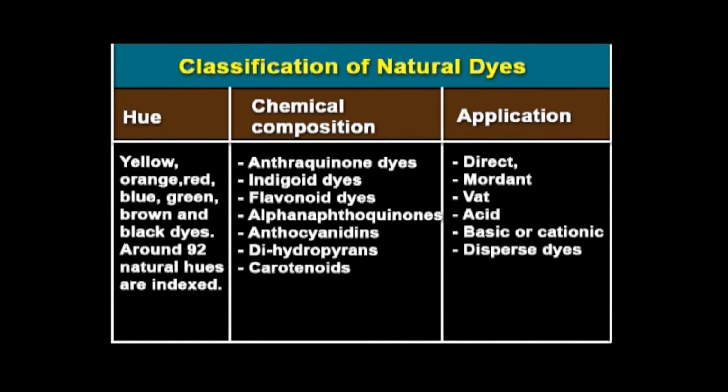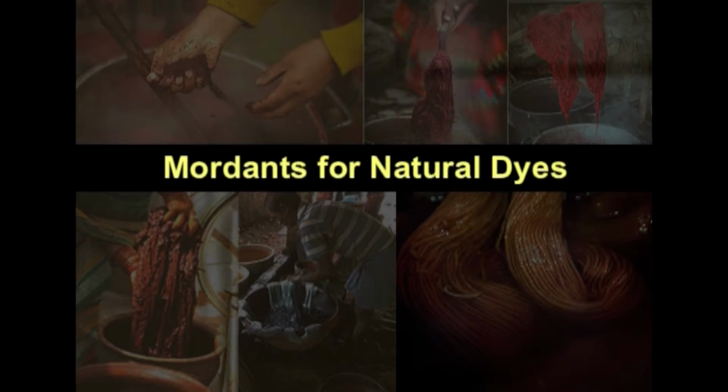Based on the application, natural dyes are classified as direct, mordant, vat, acid, basic or cationic and dispersed dyes. And let us see the mordants that are being used in natural dyes. Without mordants, we cannot dye, especially cottons and other cellulosic fibers. So, a mordant is an element which aids the chemical reaction that takes place between the dye and the fiber, so that the dye is absorbed by the fabric.